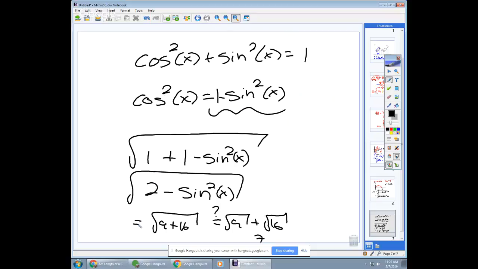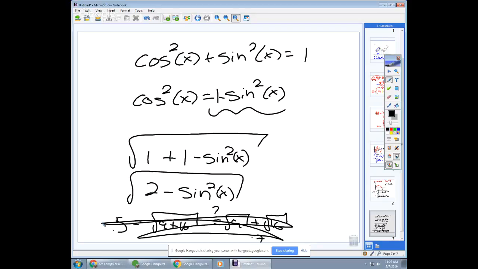25. What's the square root of 25? 5. Uh-oh, 5 is not 7. Yeah, you can't break the square root on a sum or a difference. So that doesn't help either. So we're stuck. We have an integral for which we do not know an antiderivative. So what do we do now?